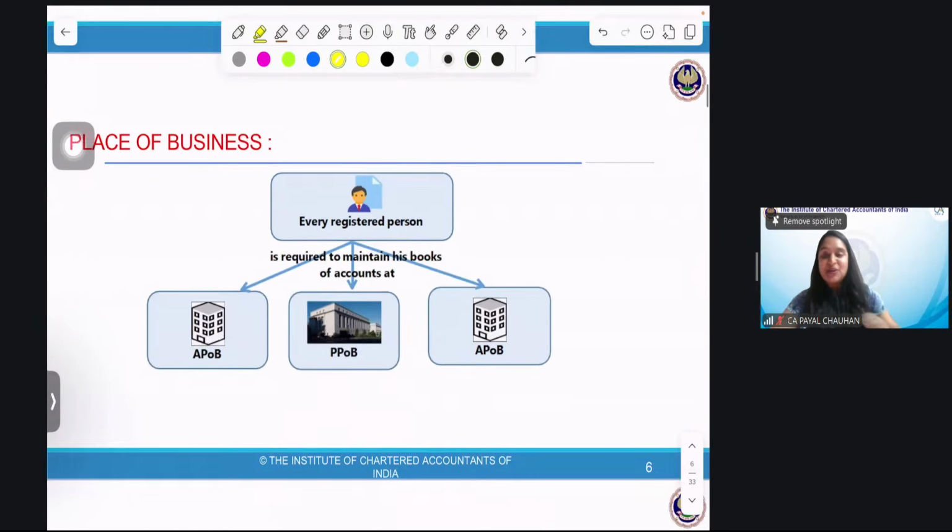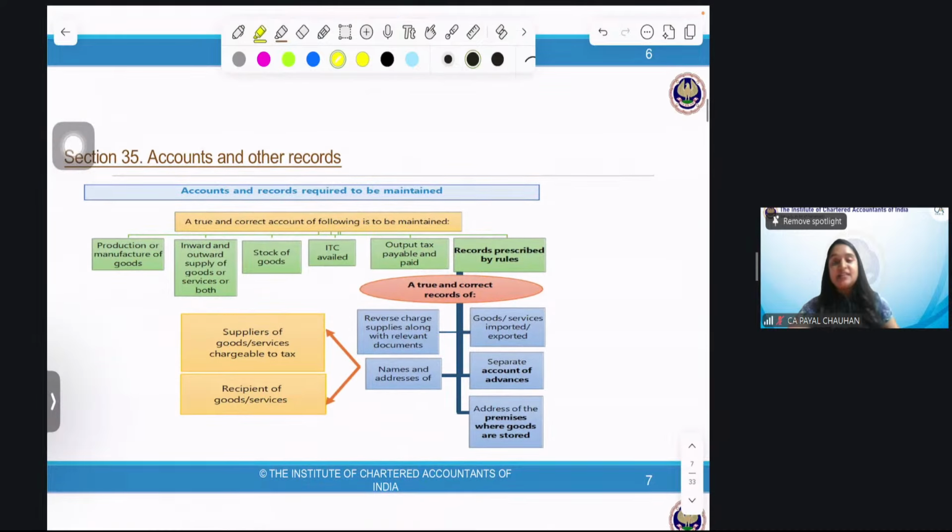Perfect. Now, place of business: every registered person is required to maintain his books of account at the APOB, additional place of business, and the PPOB, principal place of business. Then we have section 35, accounts and other records. Are you people able to get these two words, accounts and other records? Perfect. Till now, in our class, we've covered accounts. What accounts are required to be maintained?